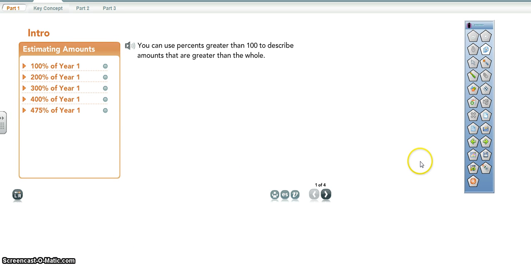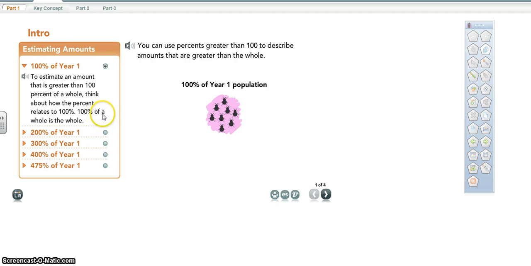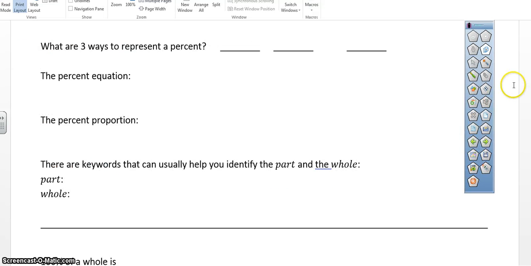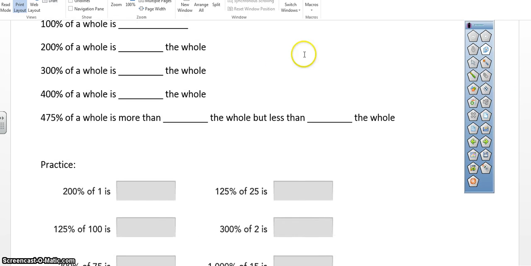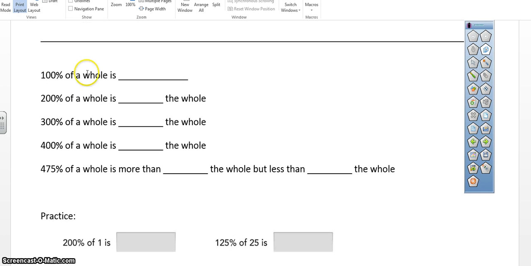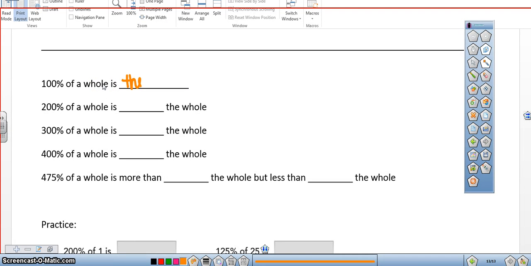If we talk about 100% of something, we mean all of it. 100% of a population of bugs would be the whole group of bugs. So 100% is the whole thing, or all of it. I gave you a place to make a note. 100% of a whole is the whole. It's all of it.